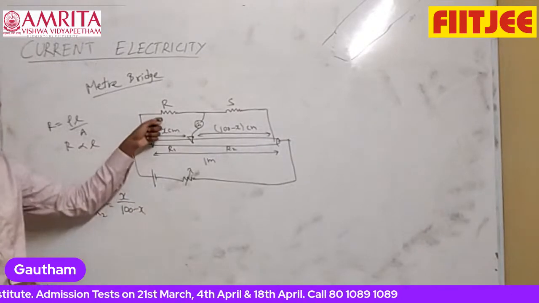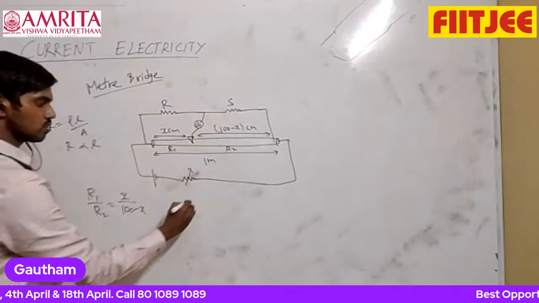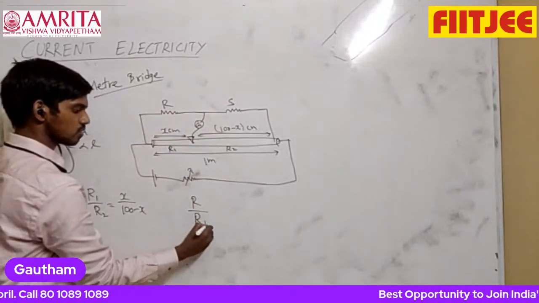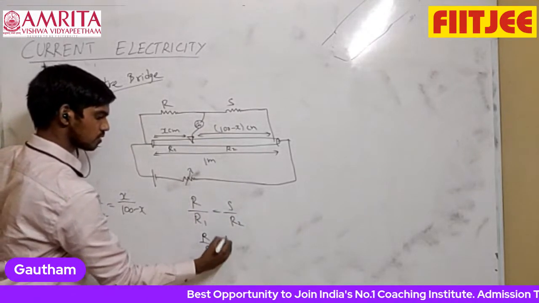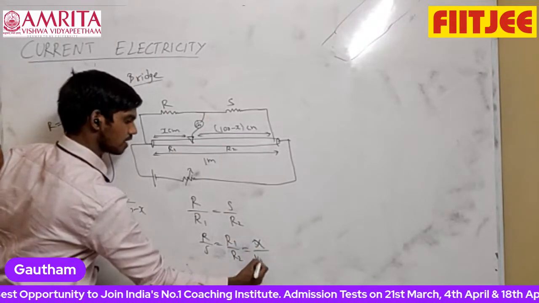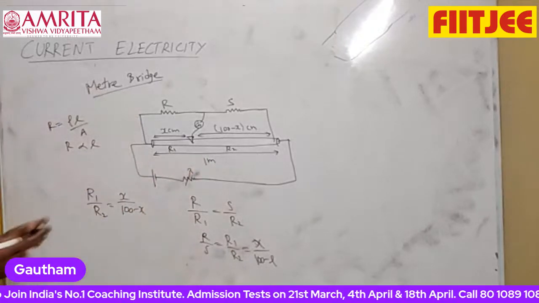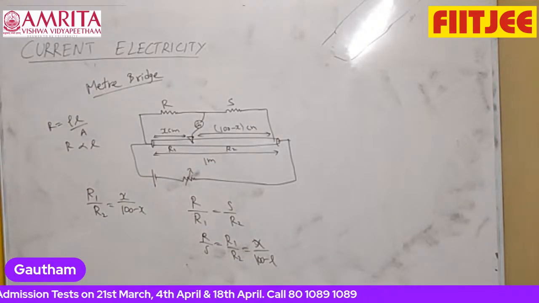And then Wheatstone bridge is R by S is equal to R1 by R2, or R by R1 is equal to S by R2. That is the condition. R by R1 is equal to S by R2. So R by S will be equal to R1 by R2, which is x by 100 minus x. So you should be clear with the terms. Questions directly based on this experiment can be answered.